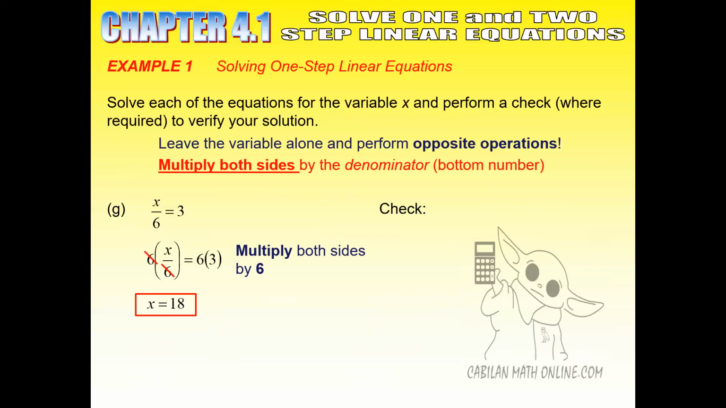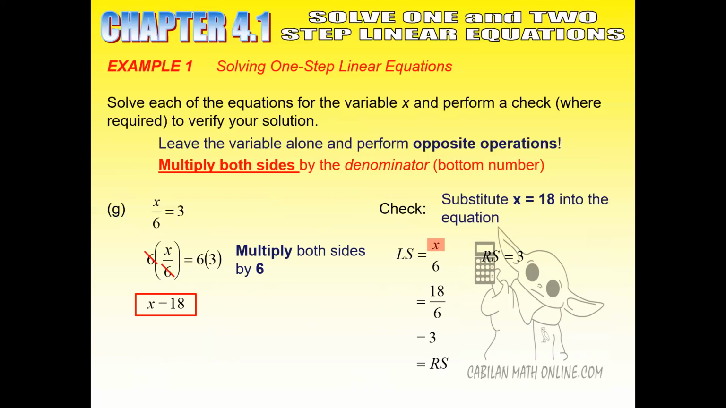Okay, so you can see that when you multiply both sides by the denominator, all it does is cancel it out. Okay, and then you multiply the right side as well. Now we're just going to check our answer to make sure it's indeed correct. So we're going to substitute x equals 18 into the left side. So remember the left side is x over 6 in this example, and the right side is 3. So when we substitute the 18 for the x, 18 divided by 6 will give us 3, which is the same thing as the right side.